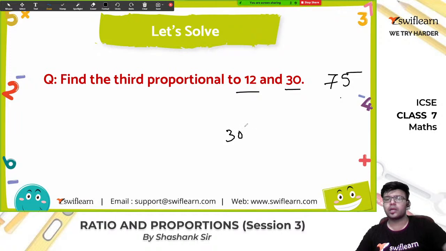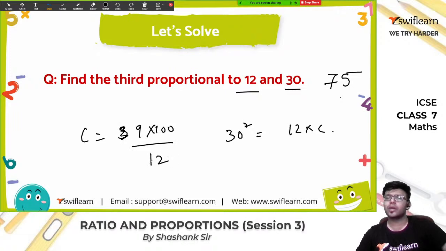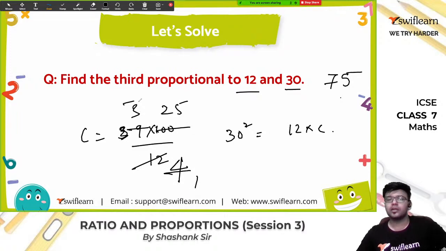B square should be equal to A into C. So C is equal to 30 times 30, which is 900. 9 into 100 divided by 12 karna hai. Maine 25 kaise kar liya? Accha matlab 4 kar liya. 3 3 ja 9, 3 4 ja 12, 4 1 ja 4, 4 25 ja 100. So C is 75. Yes, this is right, guys.